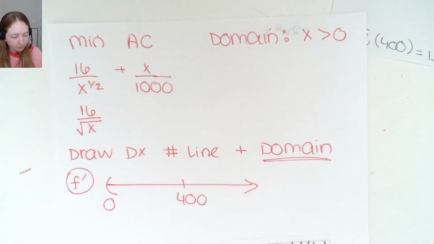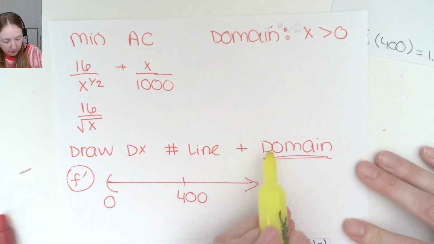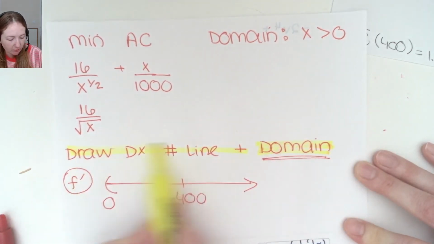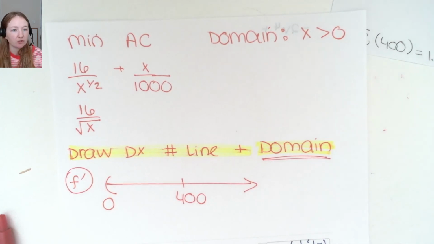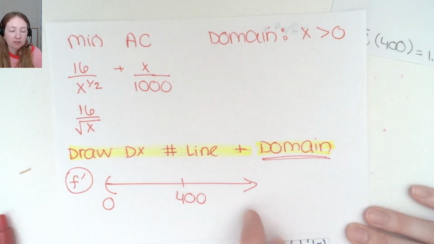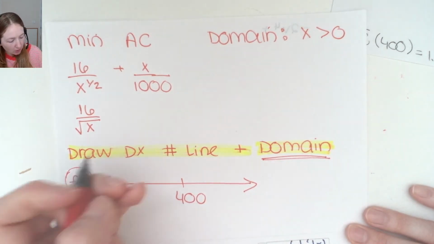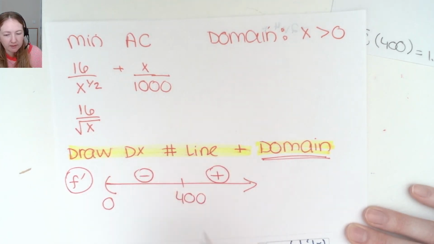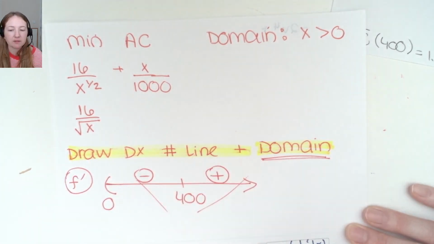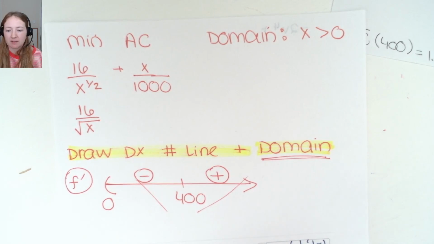But if we're doing this with critical thinking and we're really thinking about what our domain is for this function, and we draw our derivative number line with that domain in mind, it really will just be 2 intervals to test. We'll get a negative here, we'll get a positive here, and that will tell us very quickly that yes, we're minimizing at 400.